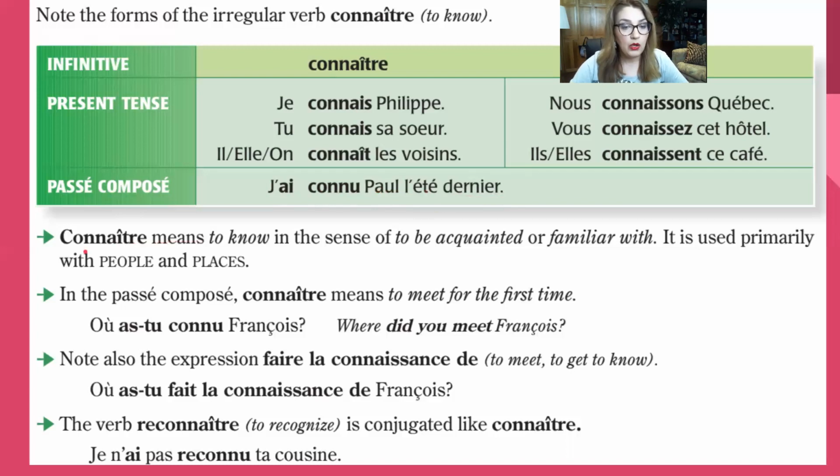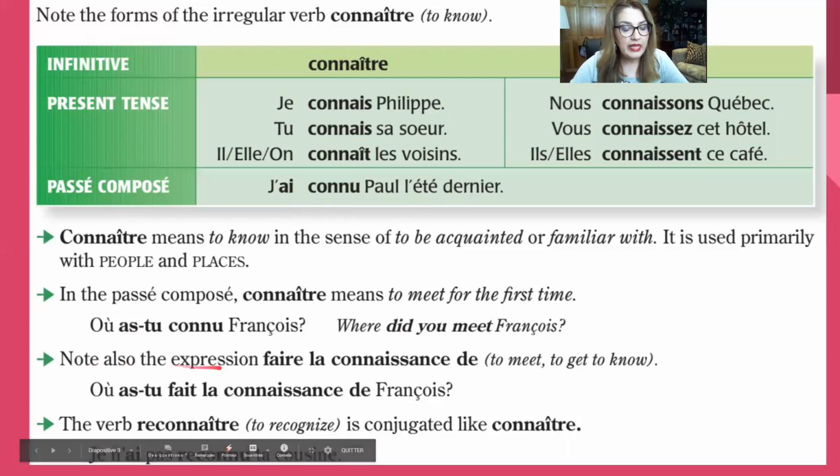And in this sentence, j'ai connu Paul l'été dernier means I've known or I met Paul l'été dernier. Connaître means to know in the sense of to be acquainted or familiar with. It is used primarily with people and places. In the passé composé, connaître means to meet for the first time. So here, j'ai connu Paul l'été dernier means I met him for the first time. I met Paul last summer. Où as-tu connu François? Where did you meet or where have you met François?